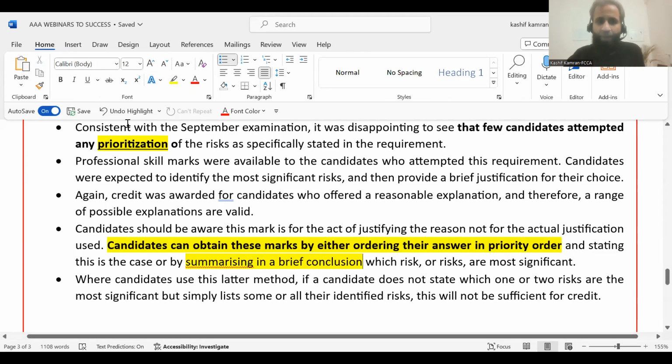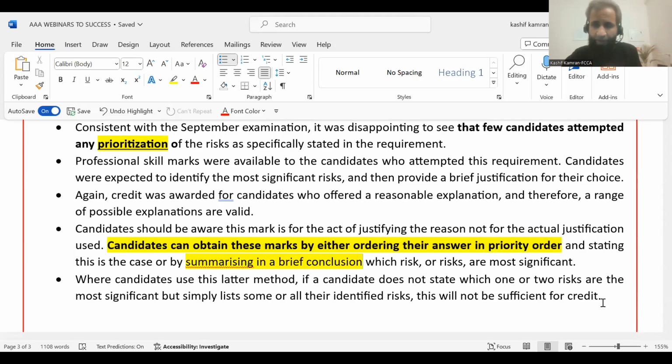The second, where candidates use the latter method: if a candidate does not state which 1 or 2 risks are most significant, but simply lists all of the identified risks, they will not take credit. If you choose the student 2 option, which I've shown you today, you write them in any order, but in a conclusion, you tell that risk number 2 and 4 are important and why. So now it's up to you.